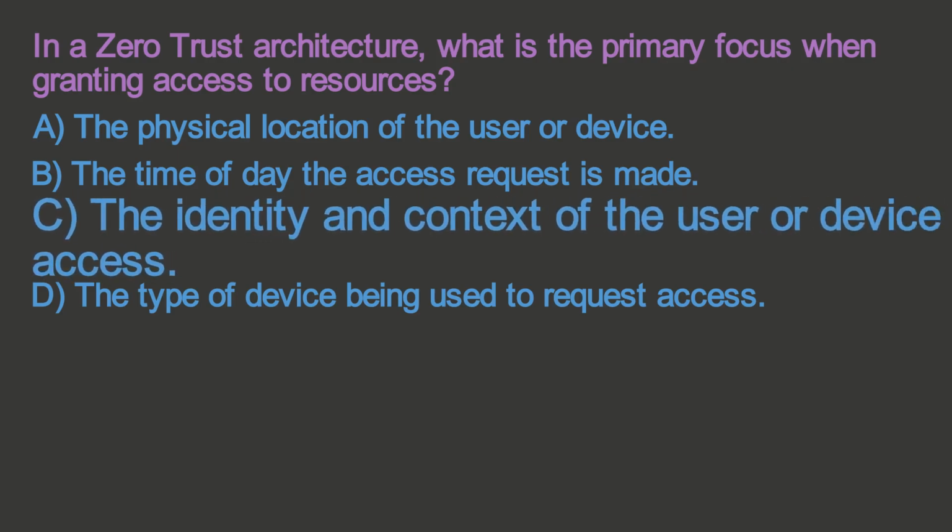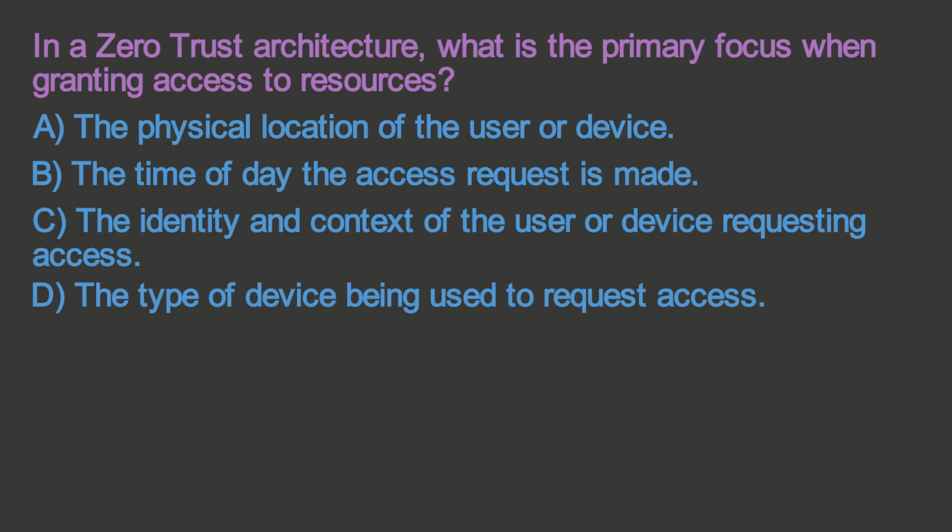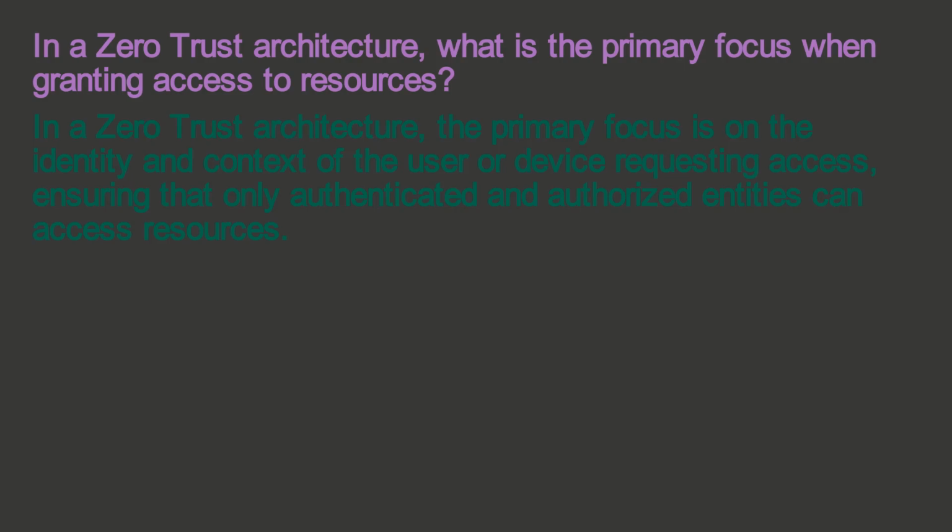The correct answer is C. The identity and context of the user or device requesting access. In a Zero Trust architecture, the primary focus is on the identity and context of the user or device requesting access, ensuring that only authenticated and authorized entities can access resources.